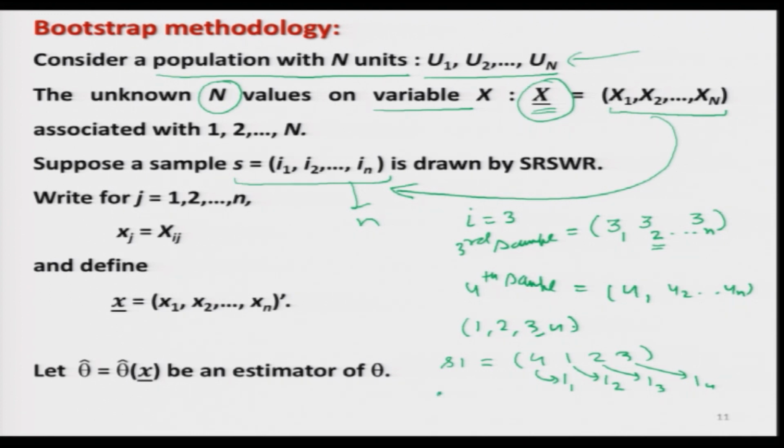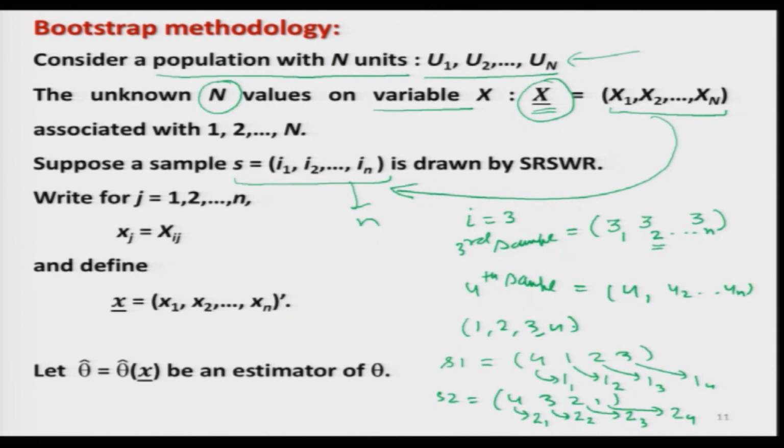And similarly, if I draw a second sample, suppose this comes out to be 4, 3, 2, 1. So, 4 is now going to be the first value in my second sample, 3 is going to be the second value in the second sample, 2 is going to be the third value in the second sample, and 1 is going to be the fourth value in the second sample. So, this is what I mean by this symbol, right.